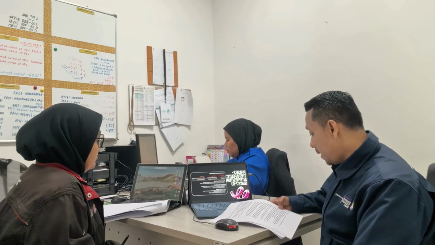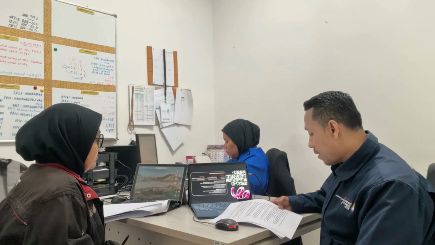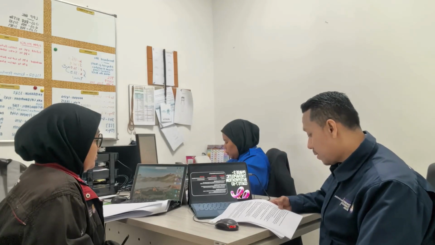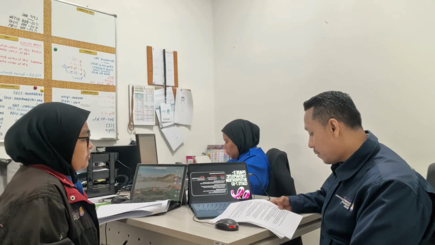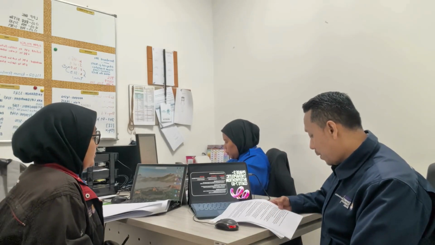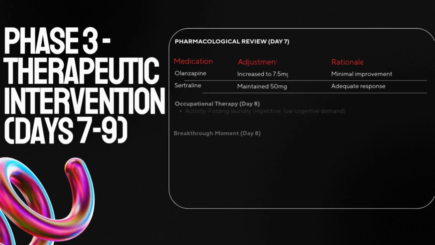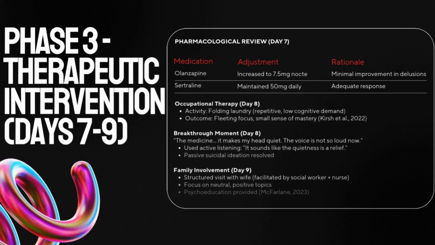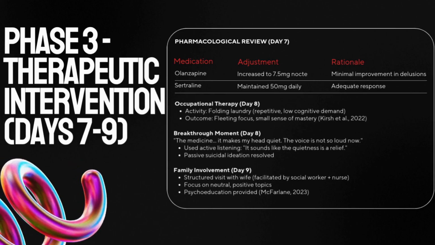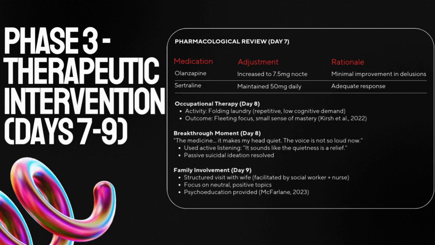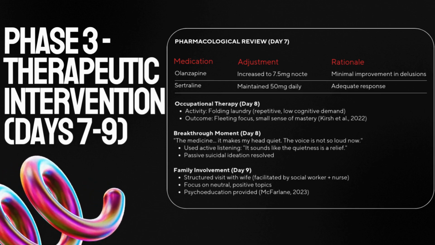Crucially, his passive suicidal ideation resolved at this point. So no ideation of passive suicide. On day 9, the social worker facilitated a structured family visit with his wife. A staff nurse and I were present. The conversation was guided toward neutral, positive family memories.